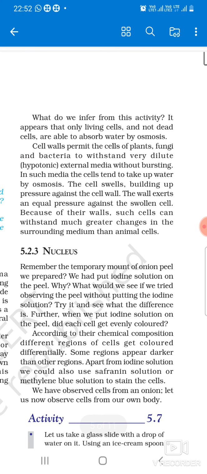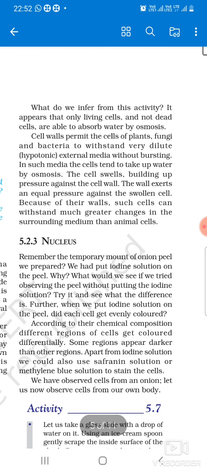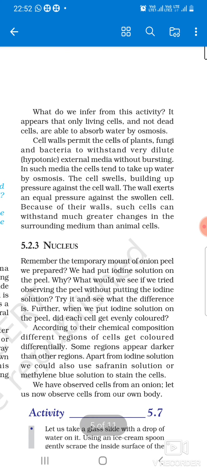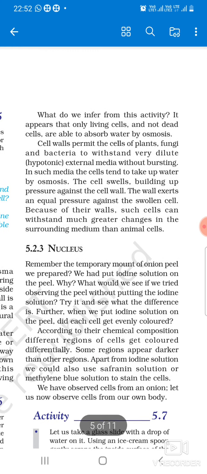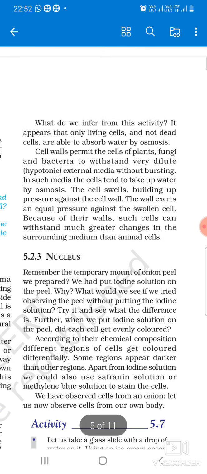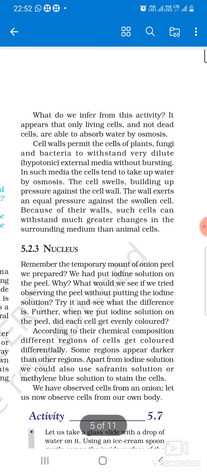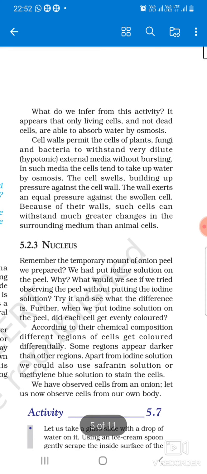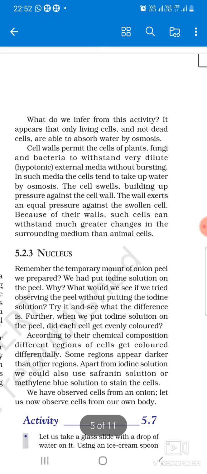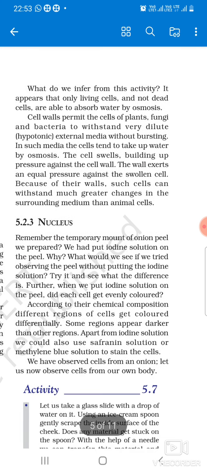The cell wall permits the cells of plants, fungi and bacteria to withstand very dilute hypotonic external media without bursting. In such media, the cells tend to take up water by osmosis, and the cells swell, and then they build pressure against the cell wall. And because of their walls, such cells can withstand much greater changes in the surrounding medium than animal cells. Okay, this was all about the cell wall. The cell wall is only present in plants, not in animals.